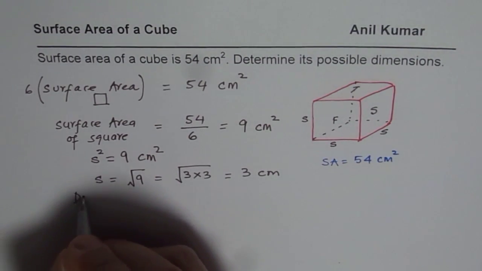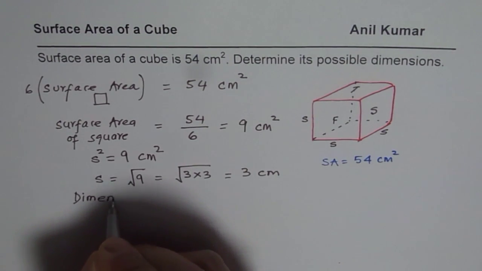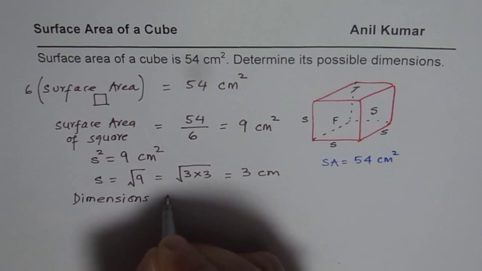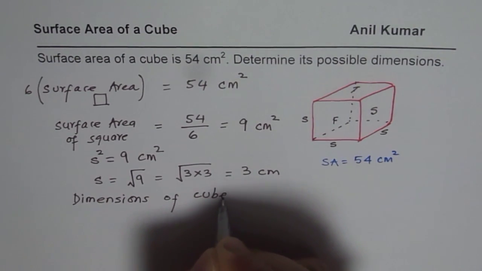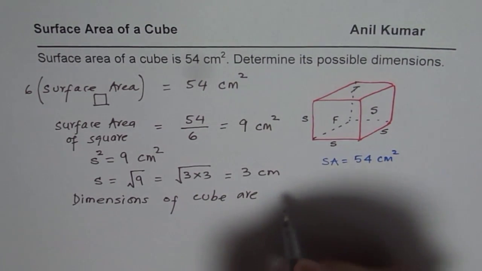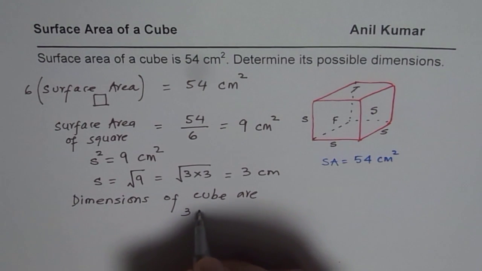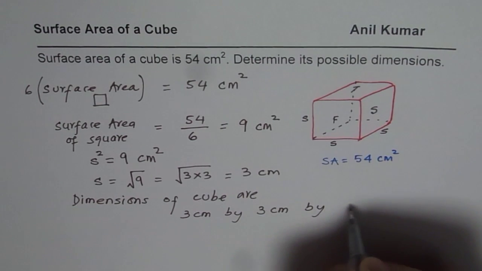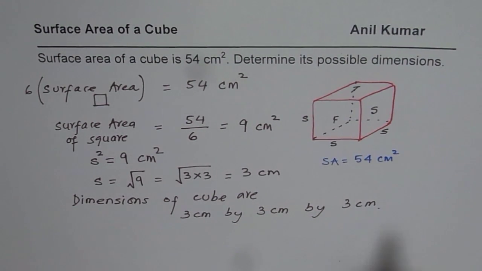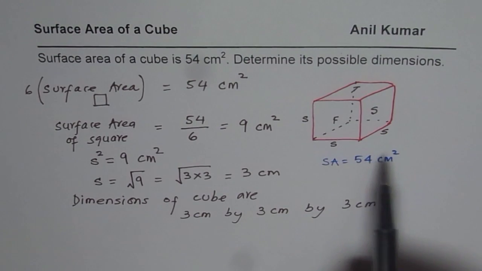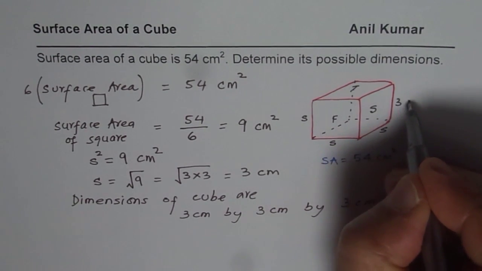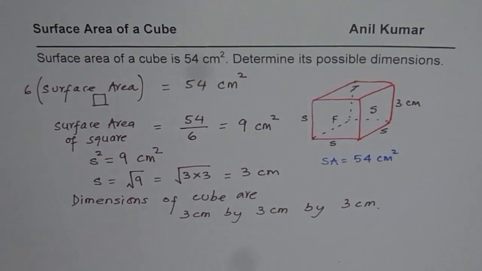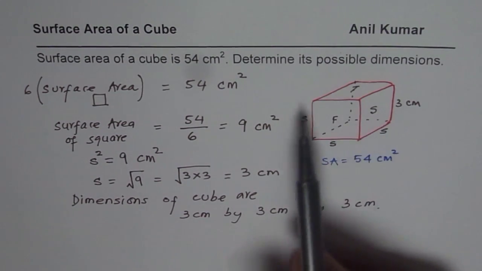We say that the dimensions of the cube are 3 centimeter by 3 centimeter by 3 centimeter, correct? So the length, width, and height of this cube is 3 centimeters each, to give you a surface area of 54 centimeters square. So that is how you could find the dimensions of this particular cube.